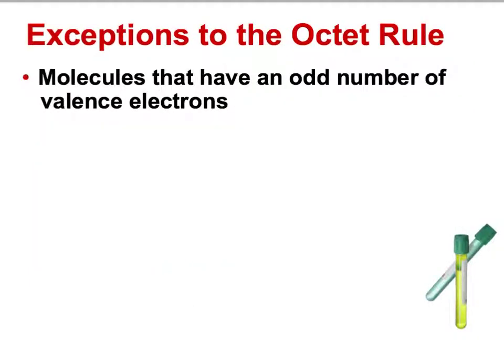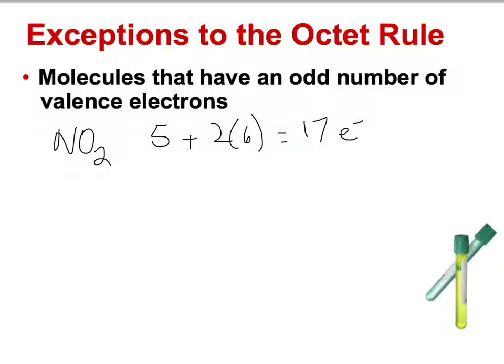Alright, exceptions to the octet rule, because we always have exceptions. The first one is NO2, and if you add the electrons there, you have 5 plus 2 times 6 is 12, so that's 17 electrons. That should already look odd to you.